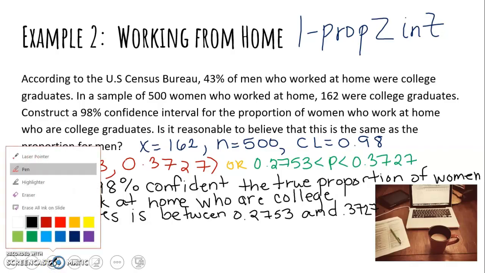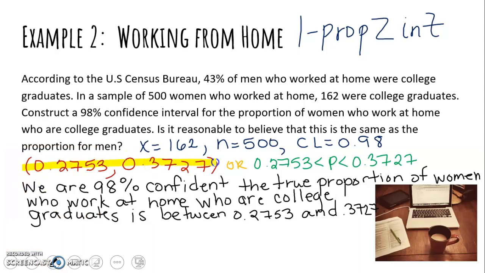Okay, so I have written this out. It's 0.2753 to 0.3727. We can also write it this way, that 0.2753 is less than P, which is less than 0.3727. We always have to write it in sentence format, so we are 98% confident the true proportion of women who work at home who are college graduates is between 0.2753 and 0.3727.